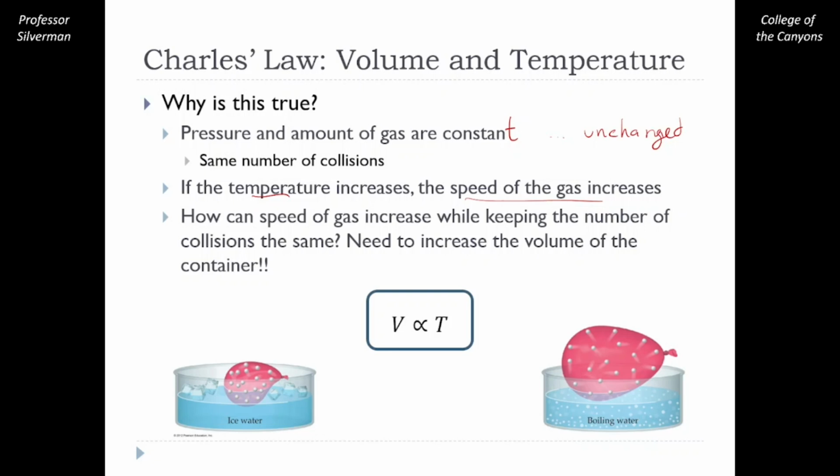This seems like it's hard to do unless we're allowed to change our volume, increase that volume to allow more room for our gases to be bouncing around at that faster speed. So our trend here, if our temperature is increasing while keeping the pressure constant, we need to increase the volume as well. This is the only way for our pressure to not increase.